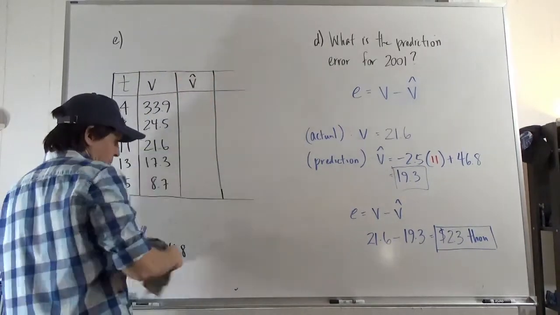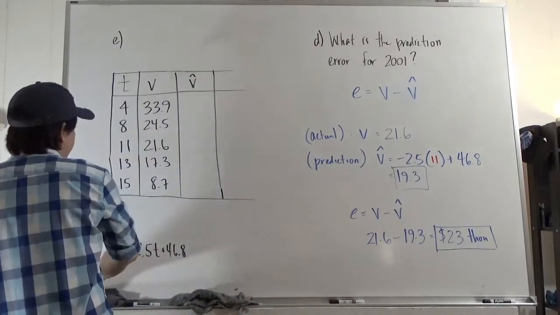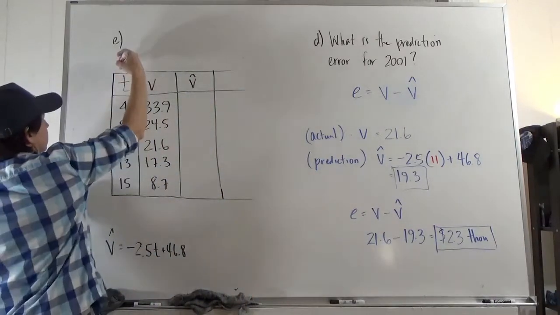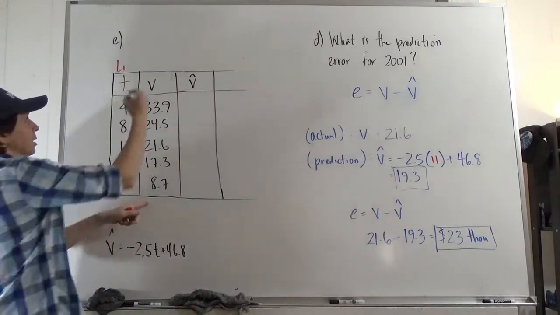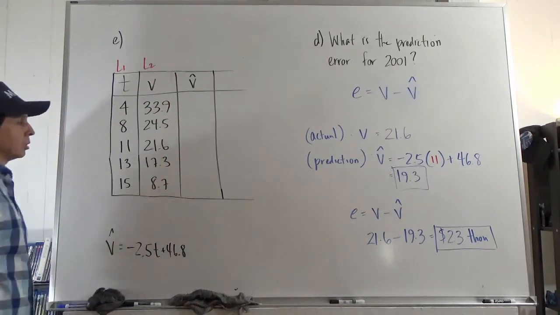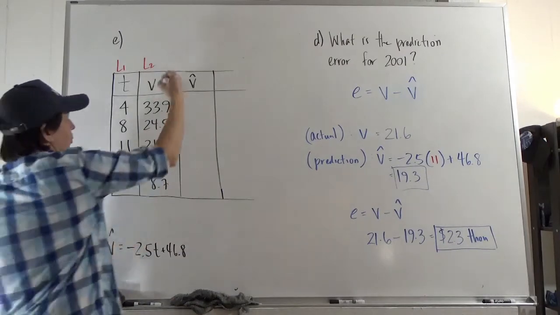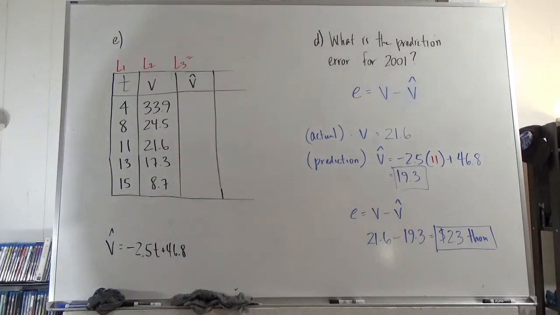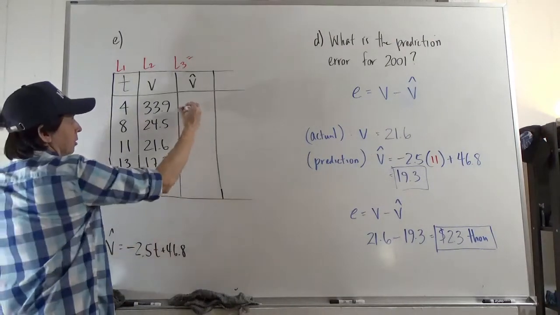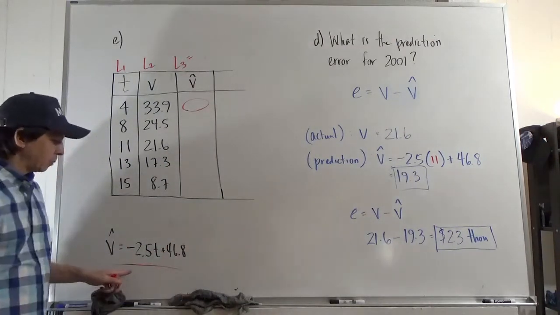I'm just making some room so I can write formulas and talk about what we're doing. My T's are in L1, or in substitute, that would be like X's in L1. My Y's are in L2, in this case my V's are in L2. In L3, I just said what we want to do, so think about what we're going to do in there to get the V hats. Right here, this is how you can get V hat.